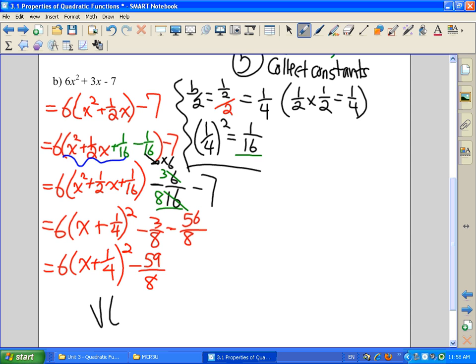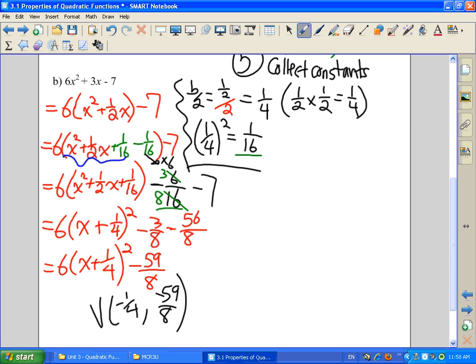I apologize for the announcements in the background, but let's just take a look here. What do we have? A vertex of (-1/4, -59/8). Okay, and basically you have a minimum of -59/8 because it opens up.